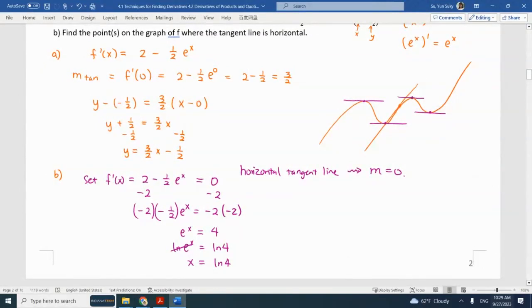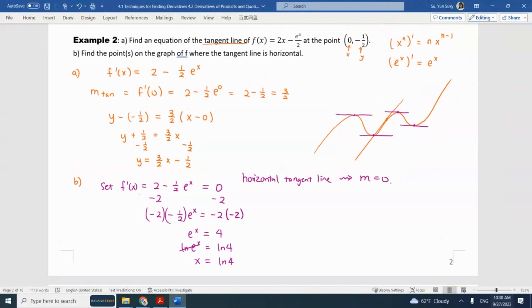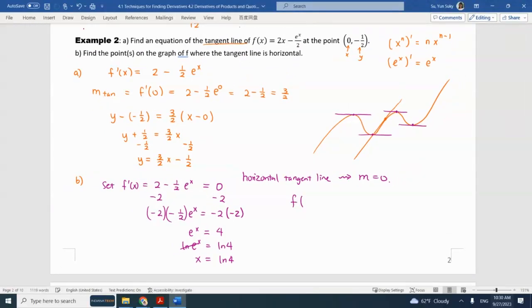And we're not done, because the problem said find the point. This is an x value. A point should be an ordered pair. It has an x value and a y value. If the problem says find the x value where you have the horizontal tangent line, then you can stop here. But it said find the point. So we plug ln4 in for x in the function f.